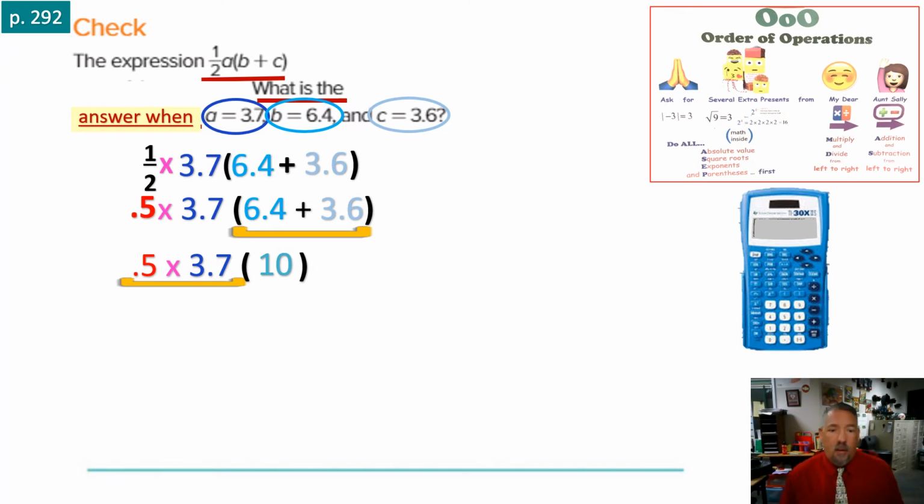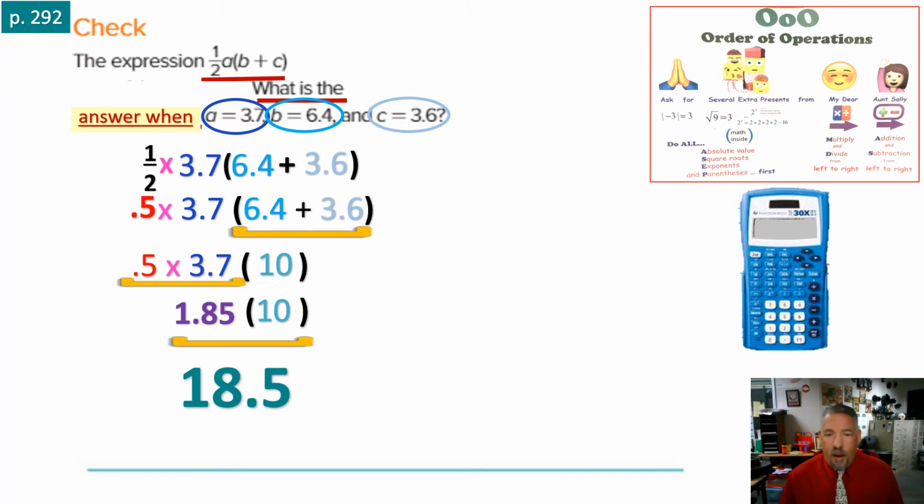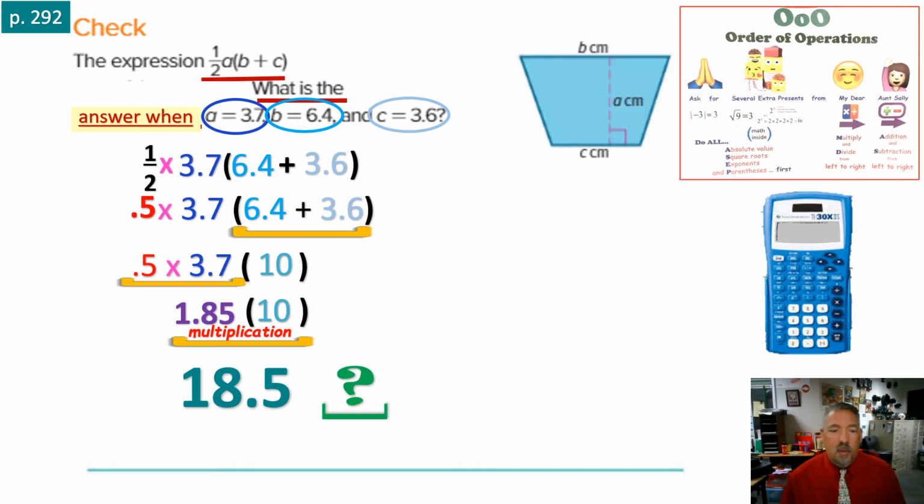So on my handy dandy calculator, I type in 0.5 times 3.7, or I can type in 3.7 times 0.5. It's still going to give me the same answer. So I end up with 1.85. And that's touching the parentheses and the 10 inside. And once again, that means multiplication. So 1.85 times 10. The shortcut is you can just move your decimal to the right one time since you're multiplying by 10. But if you don't know the shortcut, then just type it into your calculator, 1.85 times 10, you get 18.5. Now, when I look at the 18.5, oh, just remember that means multiplication.